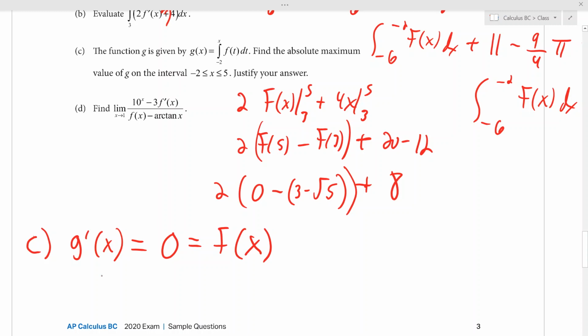And we're going to find out that it's 0 at x equals, hello, gentlemen. Very good. What you doing?